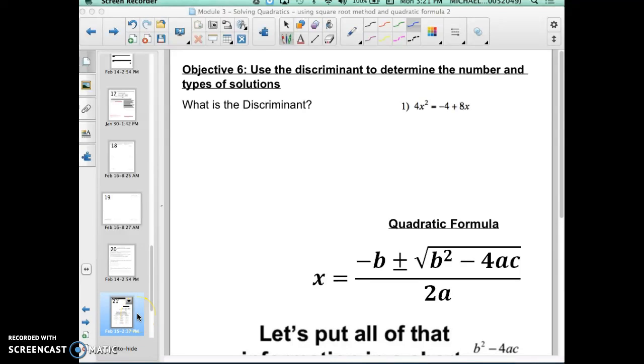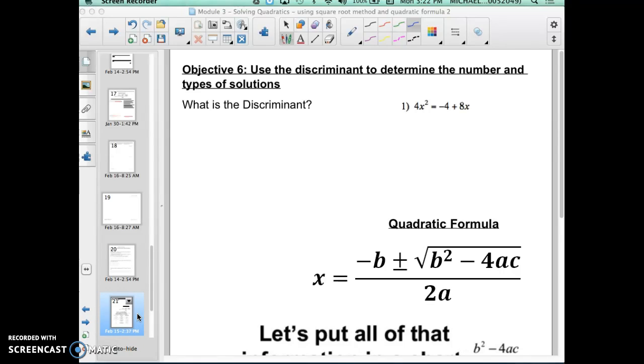Objective 6 is to use the discriminant to determine the number and types of solutions that exist in a quadratic equation. So up until now, you've actually used the quadratic formula to solve quadratic equations, but this skill is now to be able to just look at the discriminant and be able to tell how many and what type of solutions will exist based off the discriminant.